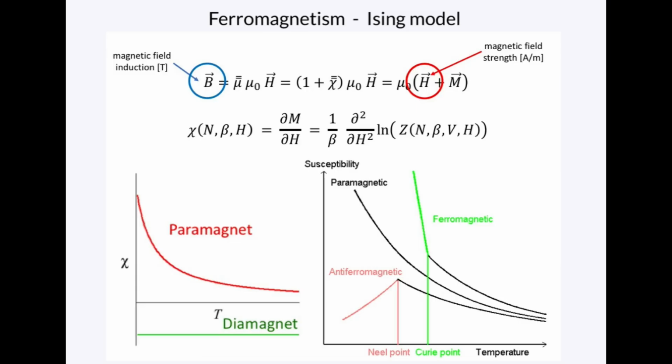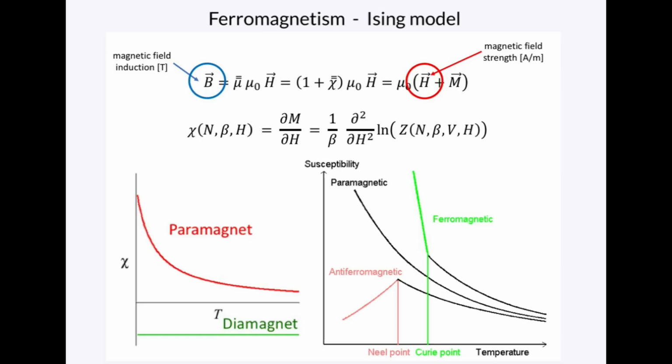First, let's recap what we know about magnetic fields. The magnetic field that a magnet or an electric coil generates in vacuum is characterized by the magnetic field strength H, which has a unit of amps per meter. Inside a material, the magnetic field is characterized by the B field, the magnetic field induction, measured in Tesla.